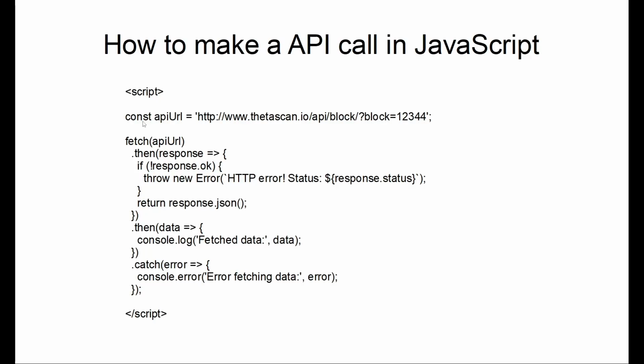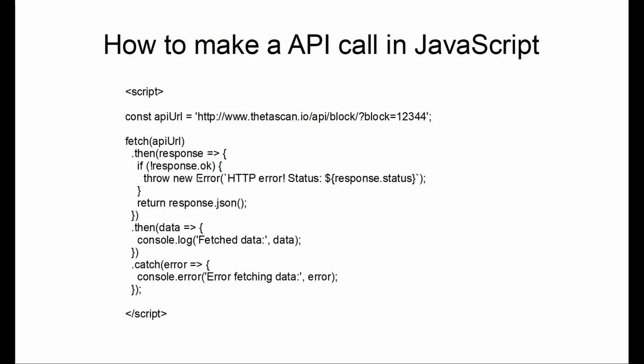So what we're going to have to start off with is giving it a URL to call, and we're just going to use ThetaScan's block URL. So we're going to get block 12344. We're going to fetch the API URL. So we're going to go to this URL and fetch it, and then we're going to wait for a response. If the response is okay, we're going to continue on, and it's going to kick out the JSON that it returns. If it doesn't give us a proper response, then it's going to give us an error in the console window.